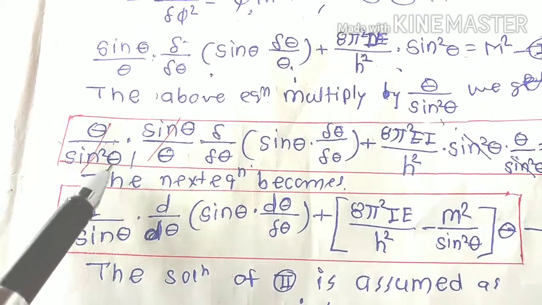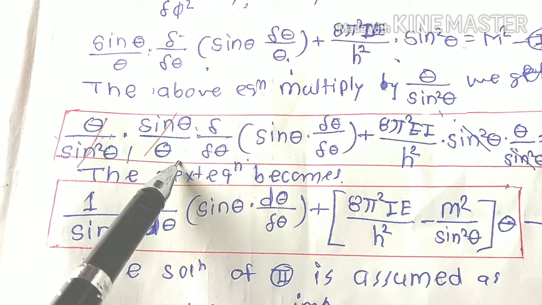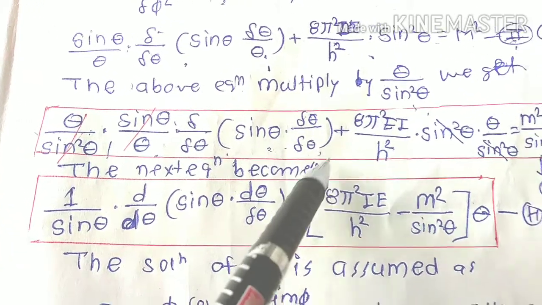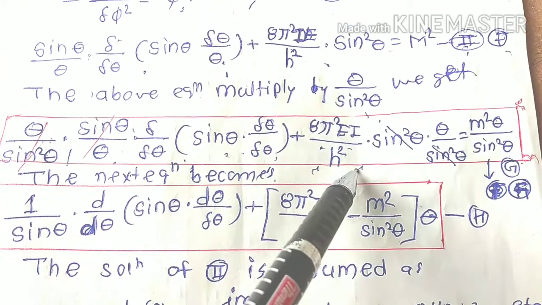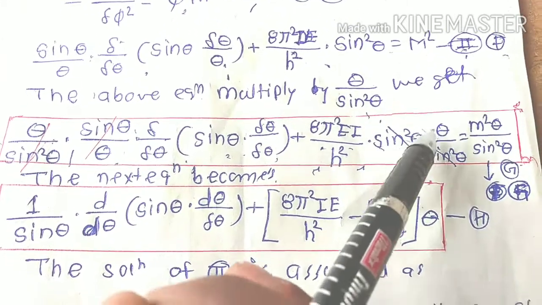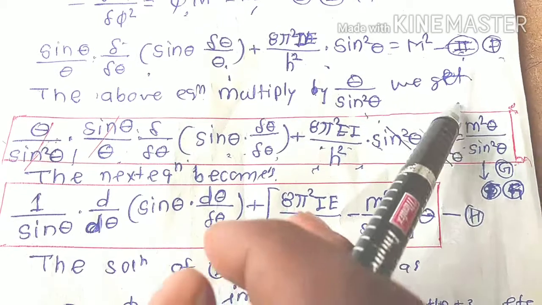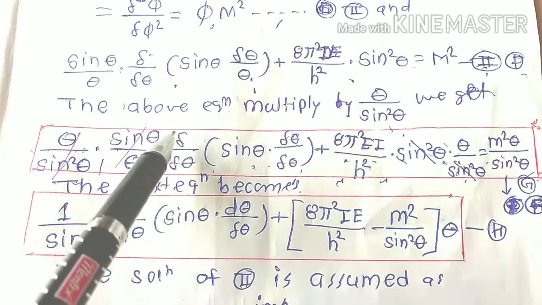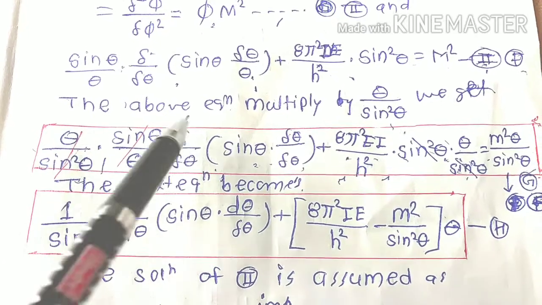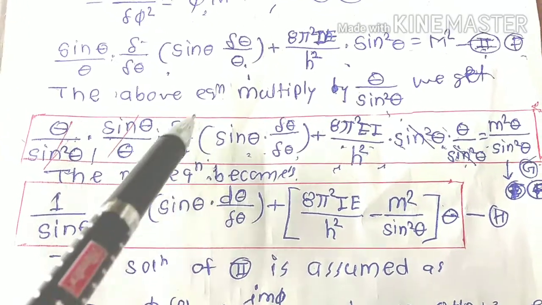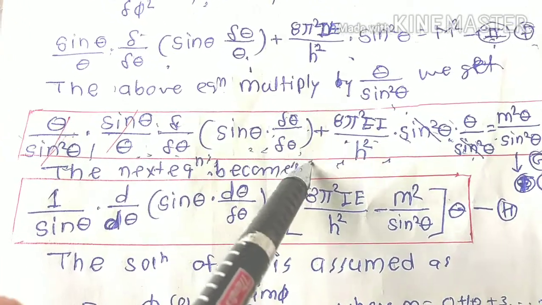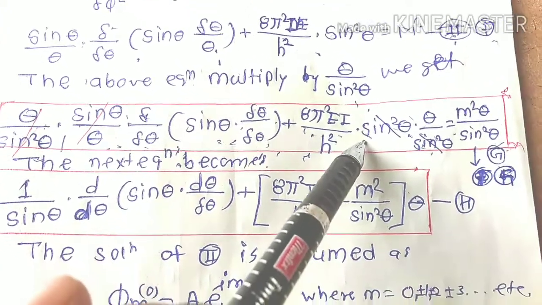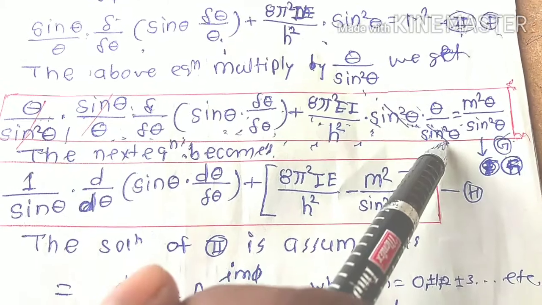So we get (Θ/sin²θ) (sin θ/Θ) ∂/∂θ (sin θ ∂Θ/∂θ) + (8π² I E/h²) sin²θ (Θ/sin²θ) = m² Θ/sin²θ. So here Θ/sin²θ and sin θ/Θ get eliminated, and ∂Θ will remain, (1/sin θ) ∂/∂θ (sin θ ∂Θ/∂θ) + 8π² I E/h². Here also sin²θ and sin²θ get eliminated.